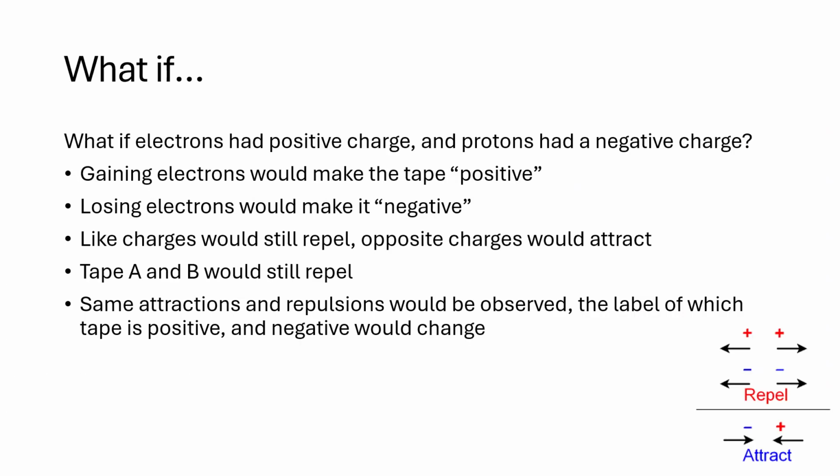What if electrons had positive charge and protons had a negative charge? Well, gaining electrons would make the tape positive, and losing electrons would make it negative. Like charges would still repel, and opposite charges would attract. Tape A and tape B would still repel. The same attractions and repulsions would still be observed, but the label of which tape is positive or negative would change.